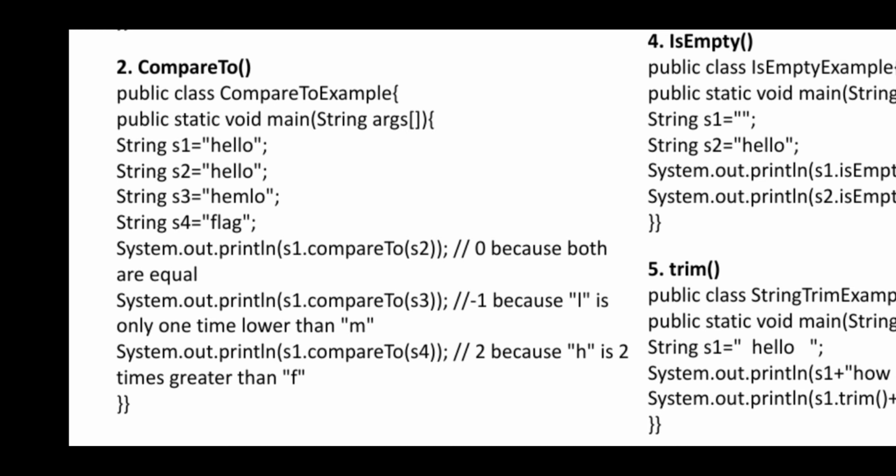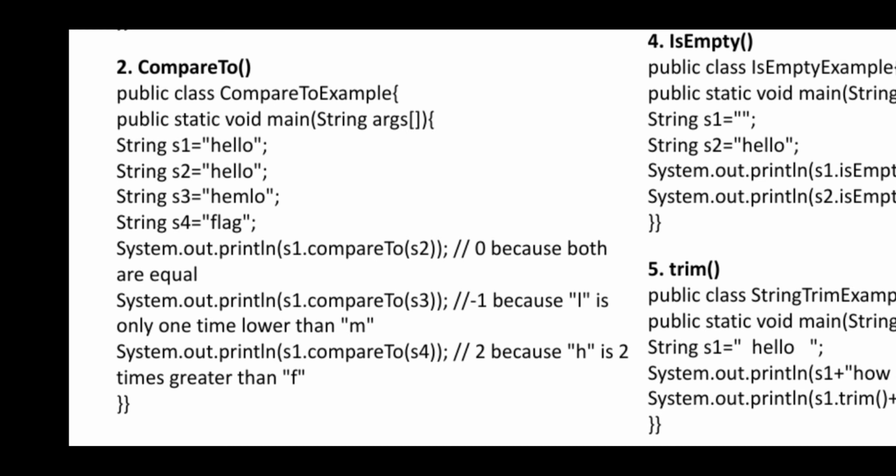Then System.out.println s1 compareTo s3. s1 is Hello; H and H are same, E and E are same, L is lesser than M, because the ASCII values of L and M are different. Before M you have L, because K, L, M is the order, isn't it? So -1 will be returned, because L is only one place lower than M. So s1 is lesser than s3.